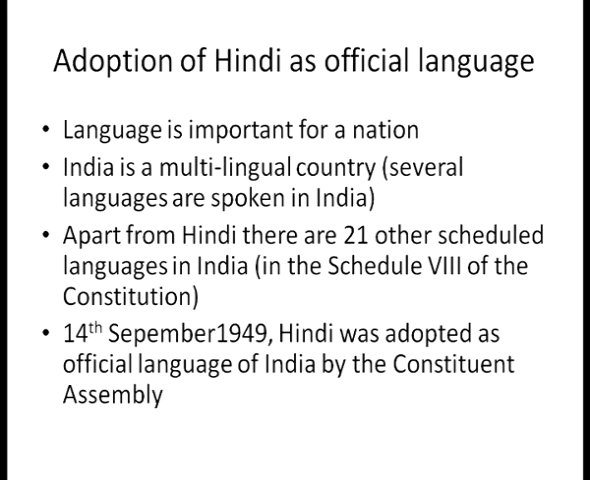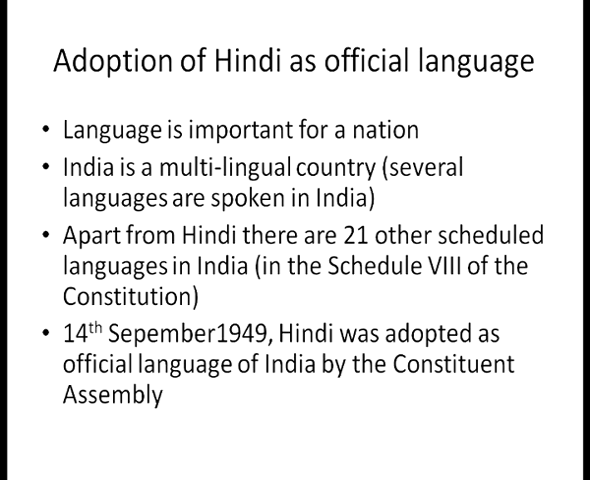Apart from Hindi, as you know, there are 21 other scheduled languages in India, which means that in Schedule 8 of the Constitution, which lists the languages considered to be the official languages in India, apart from Hindi, there are 21 other scheduled languages. Hindi was adopted on 14th September 1949 by the Constituent Assembly as the official language of India. This is the official language of India since that date. Of course, along with this, English was also accepted as the co-official language.